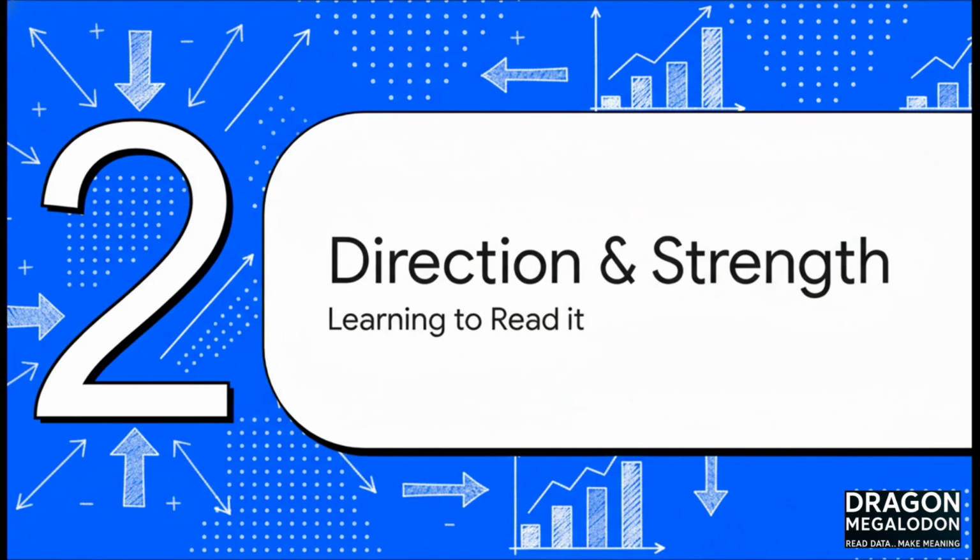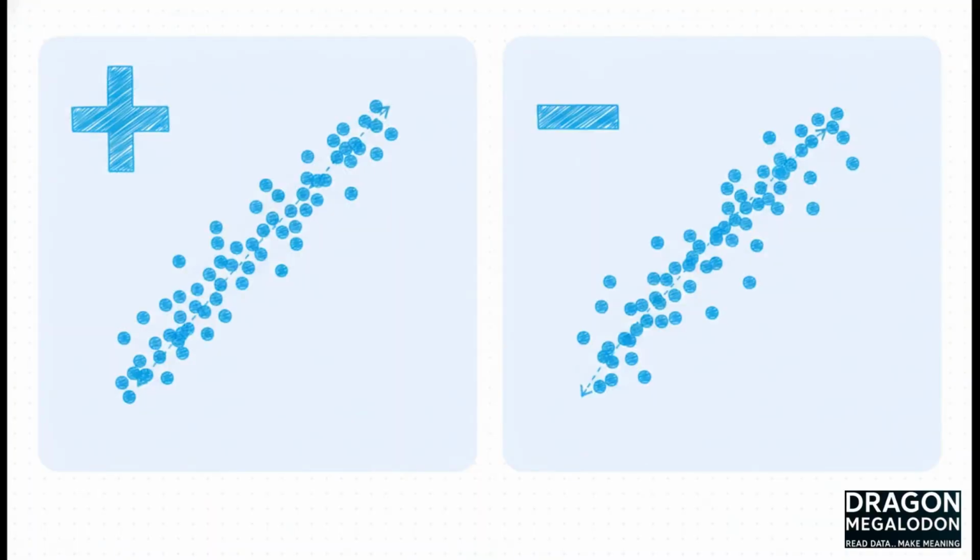Okay, so we've got our picture. Now what? Well, now we have to learn how to read the story it's telling us, and that really comes down to two things, its direction and its strength. First up is direction. In our example with the patients, as the number of diagnoses went up, the number of meds also tended to go up. That's what we call a positive correlation. The dots trend upwards, from left to right.